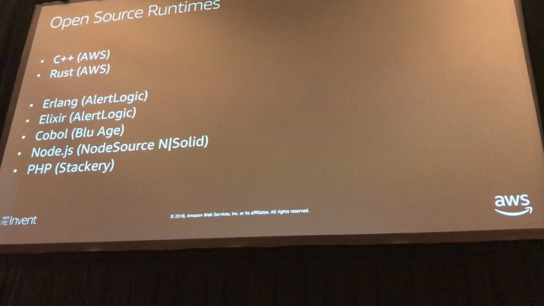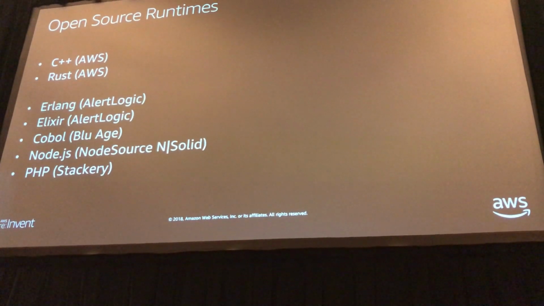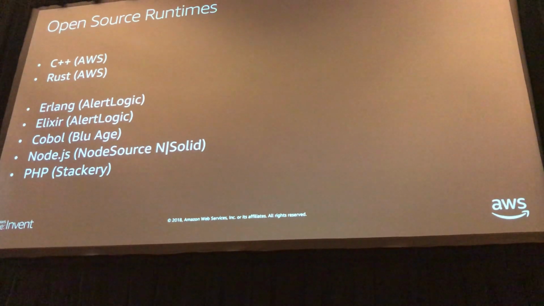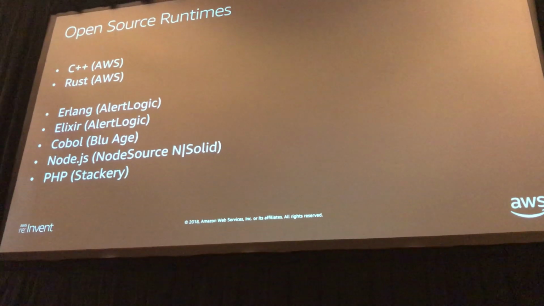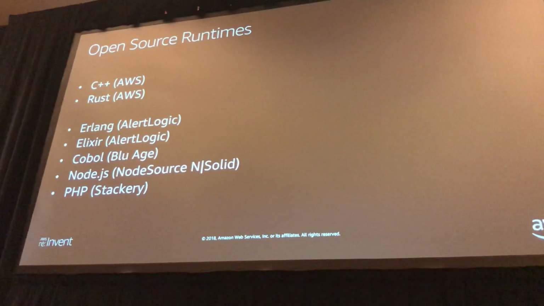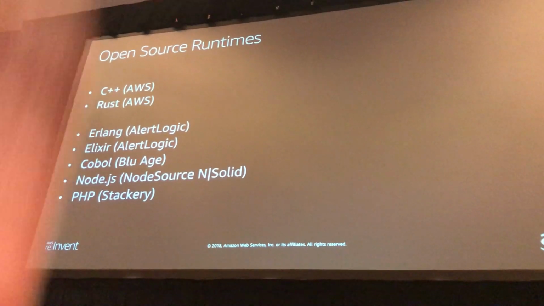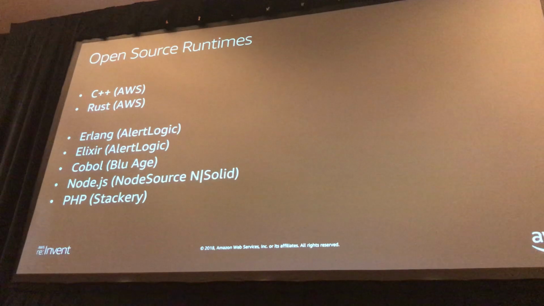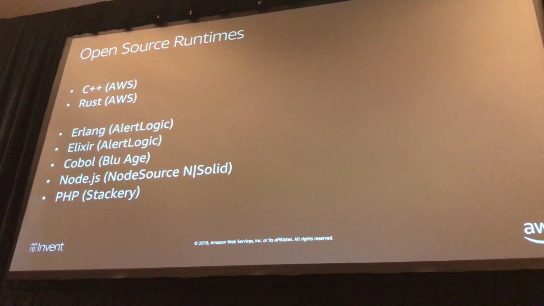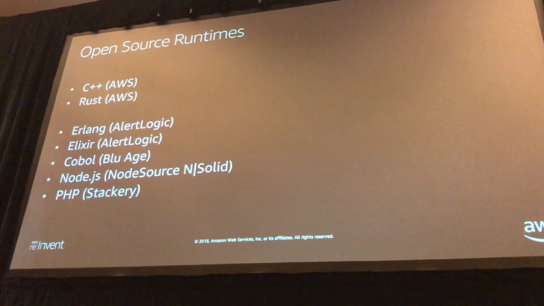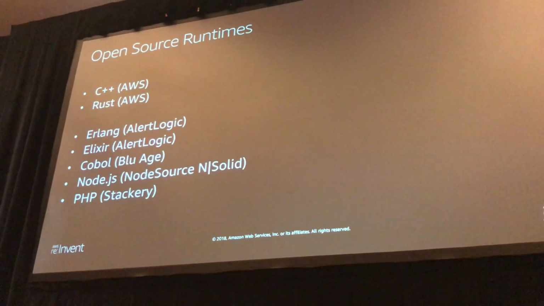So we already released this runtime. As AWS, we released yesterday the C++ and the Rust runtime. One is described in the compute blog, one in the open source blog. And they are also linked in the main blog post on the news channel. And we are working with our partners to release Erlang, Elixir, Cobol, that's an interesting one. NodeSource is also building a N|Solid distribution, a robust Node.js distribution, and also with Stackery we're working on PHP.